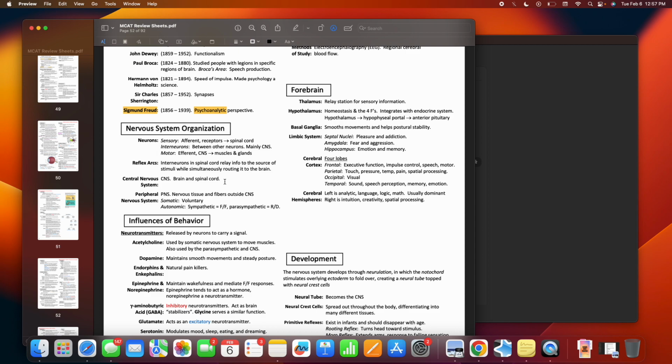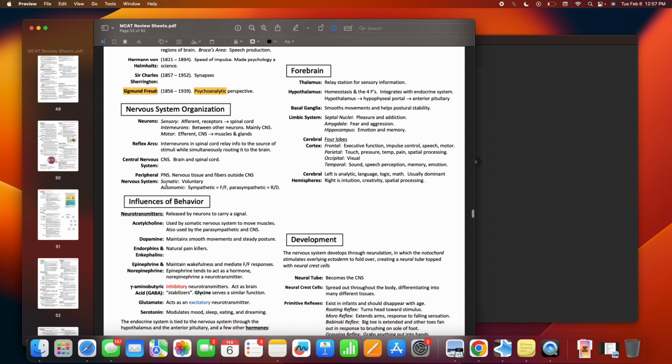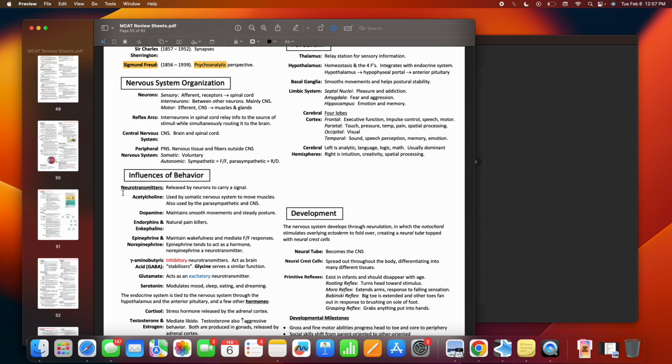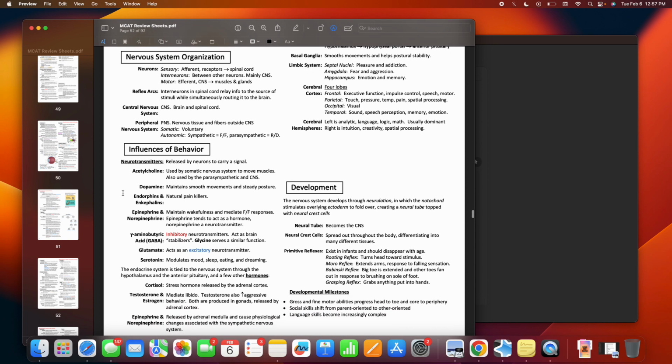Central nervous system is brain and spinal cord. PNS is the nervous tissue and fibers outside of CNS. And we have somatic control, which is voluntary, and autonomic control, which is sympathetic for fight or flight, or parasympathetic for rest or digest. Now we have influences of behavior, so let's get down to the chemicals, like neurotransmitters.